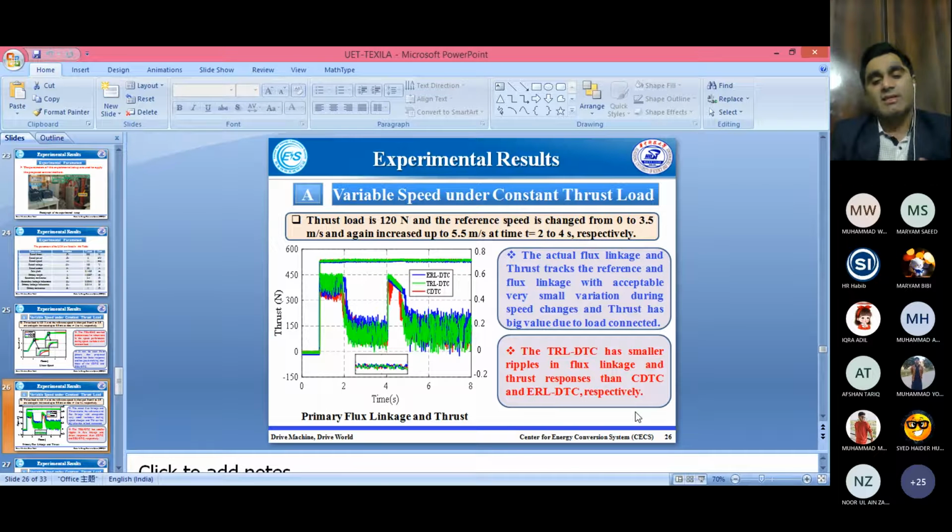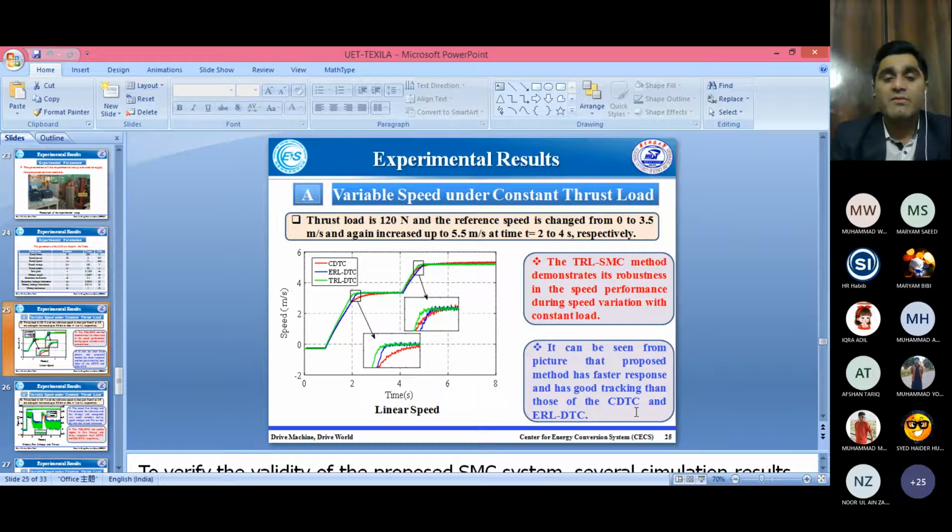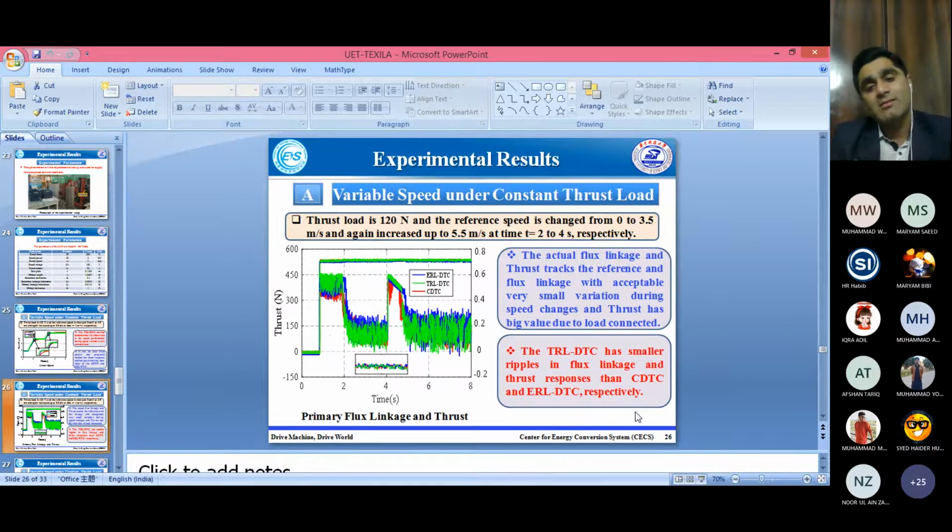Again we can see the speed. Now we want to check the current or thrust. Here thrust is directly proportional to the current. The thrust load is 120 Newton. The reference speed changes from 0 to 3.5 meters per second, and again increases up to 5.5 meters per second at 2 seconds to 4 seconds respectively.